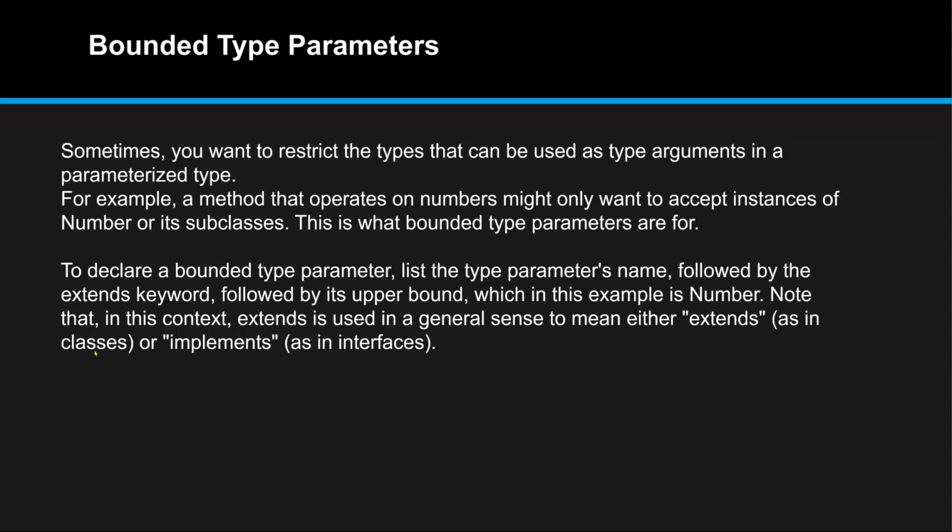Sometimes you want to restrict the types that can be used as type arguments in a parameterized type. For example, a method that only operates on numbers might only want to accept instances of Number or its subclasses. This is what bounded type parameters are for. To declare a bounded type parameter, list the type parameter's name, followed by the extends keyword, followed by its upper bound, which is in this case Number.